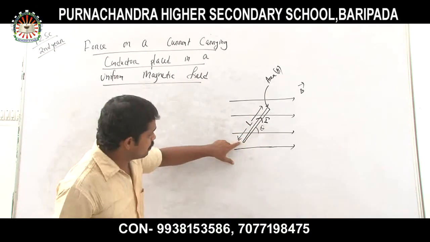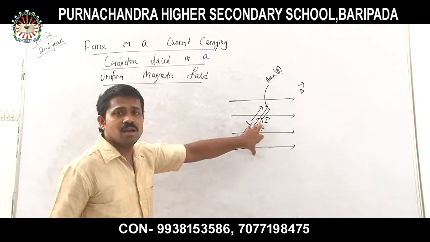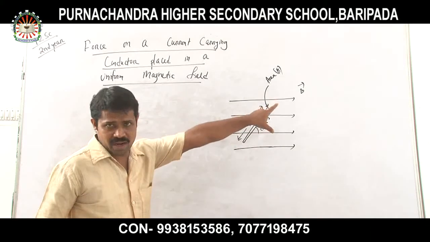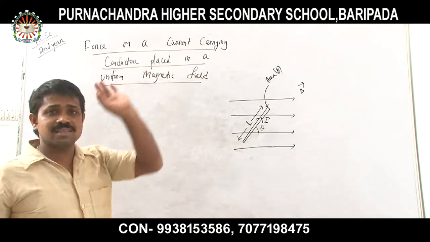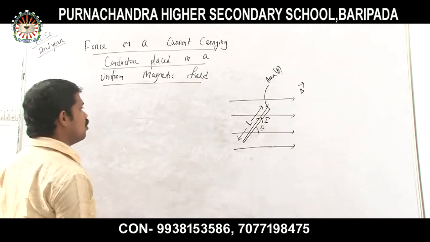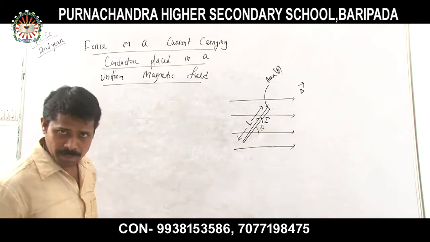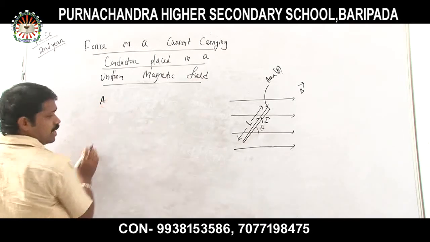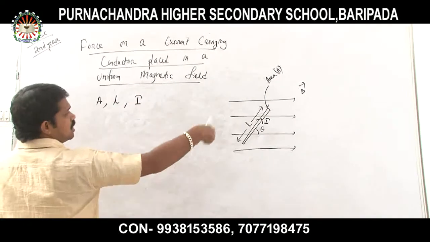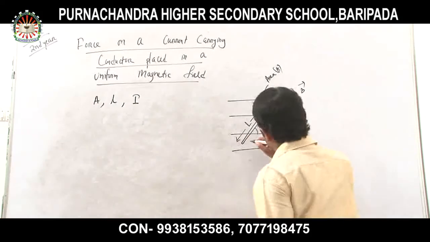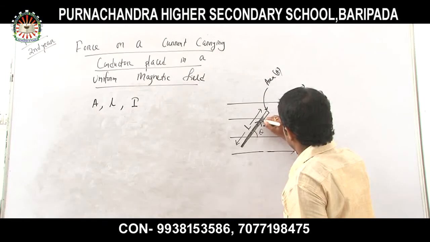In this uniform magnetic field we are placing a current carrying conductor. The conductor carries a current I which makes an angle theta with the magnetic field B. The conductor has an area A and length L. Our aim is to find out the amount of force applied on this conductor. The amount of current carried in this conductor is I.